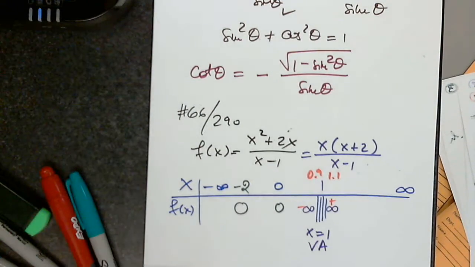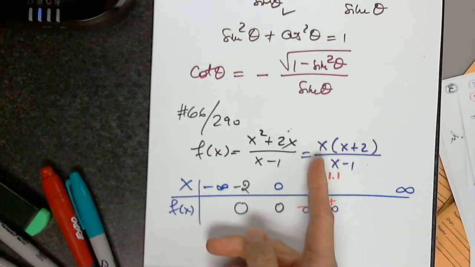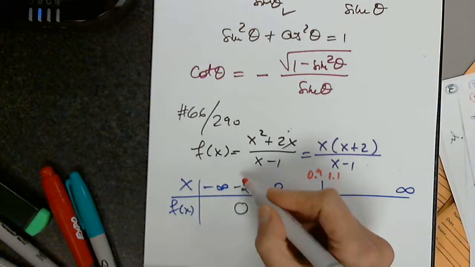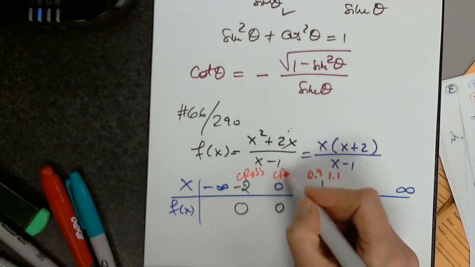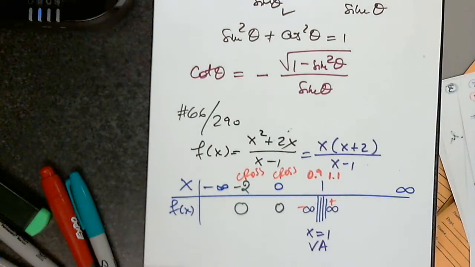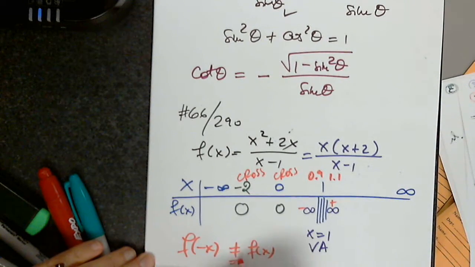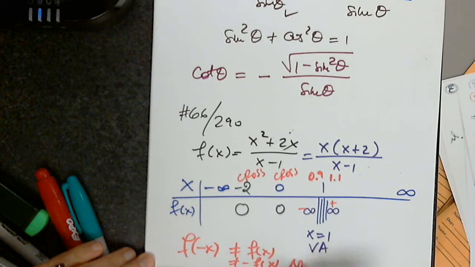Done. Okay. Can this function be symmetric? It crosses at -2 because there is multiplicity 1 for both x-intercepts. So this is a cross, and this is a cross. So it cannot be symmetric, but I will have to write that f of -x does not equal f of x, and it does not equal -f of x, not symmetric.